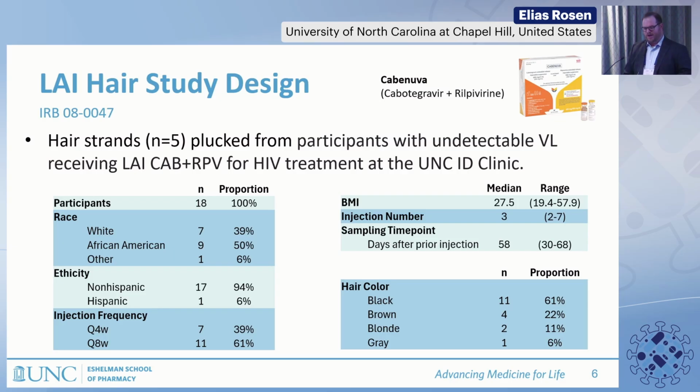The median BMI was 27.5, and individuals were receiving their median 3rd dose upon return to the clinic, which ranged from their 2nd to their 7th dose. And the time point at which the samples were collected was a median 58 days after their prior injection. Most of the hair that was collected was of black or brown color, but we were also able to sample blonde and gray hair.